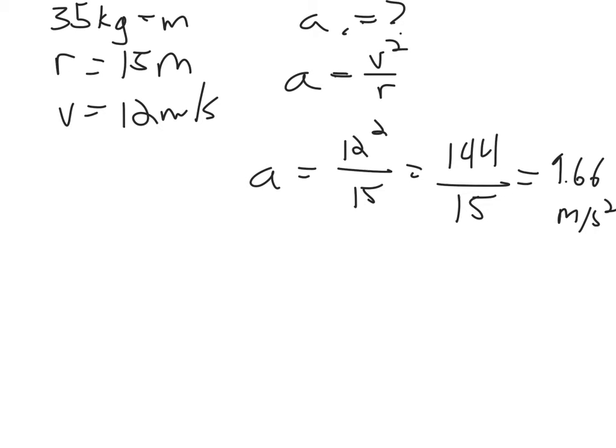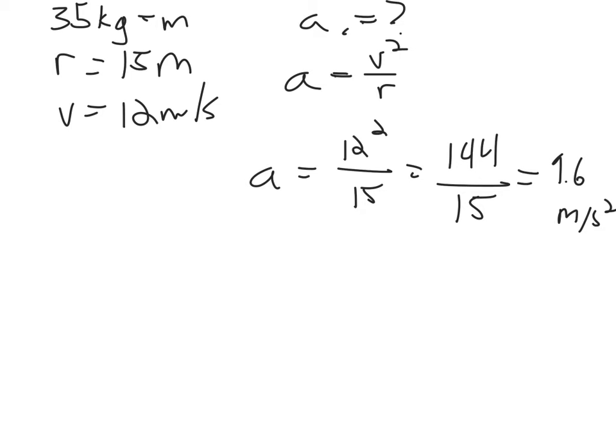Let me double check that on a calculator. 144 over 15, yeah, it says 9.6, not 9.66. So yeah, 9.6 meters per second squared. It's still meters per second squared, just like our accelerations have been in the past.